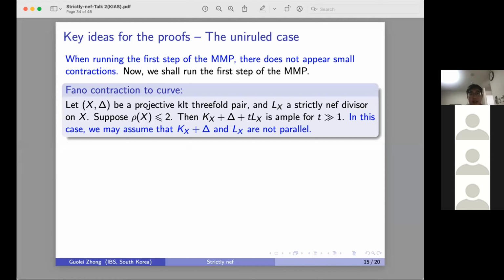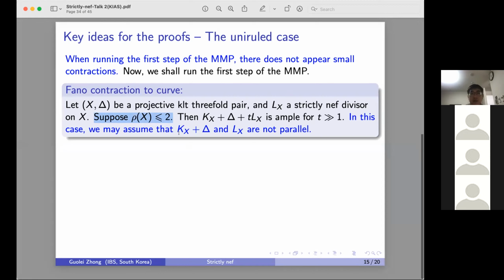So if (X, Δ) is a projective KLT threefold pair, and there is a extremal length L_X. Suppose that the Picard number is no more than 2. So this is the case when X admits an elementary final contraction to curve. Then we can show K_X + Δ + tL_X is ample. So Picard number 2 case is easy.